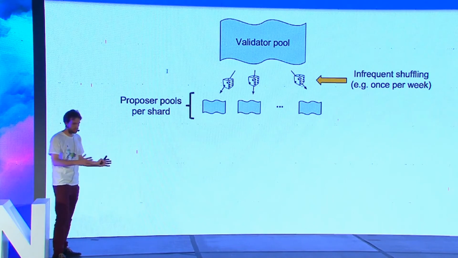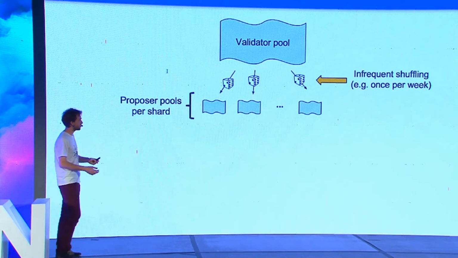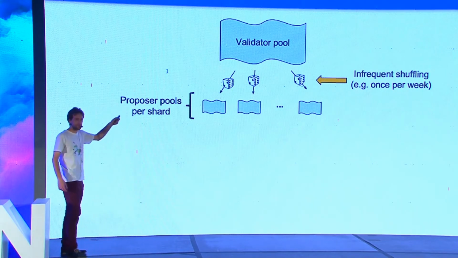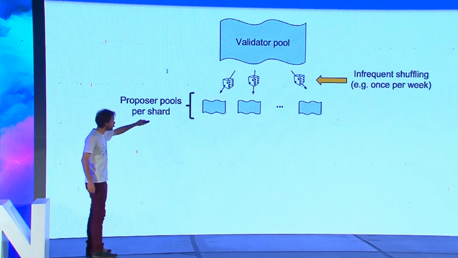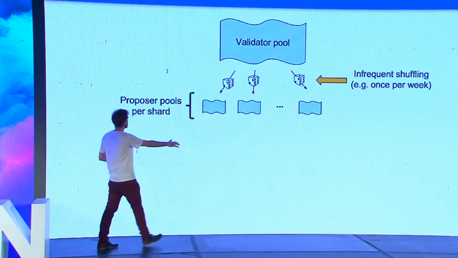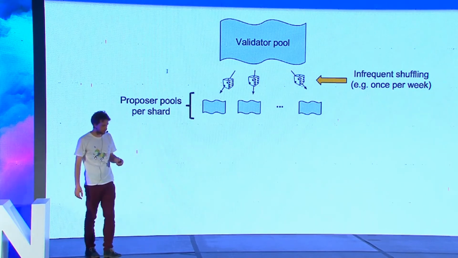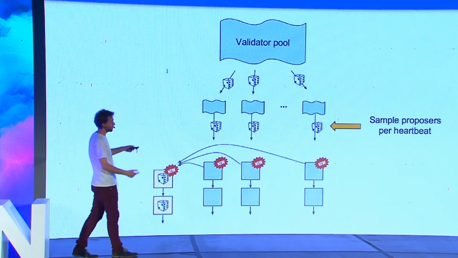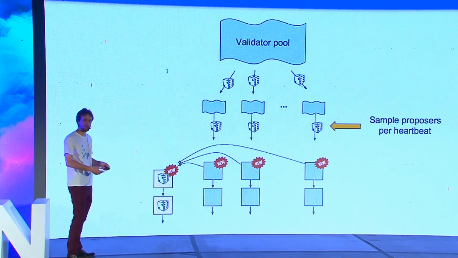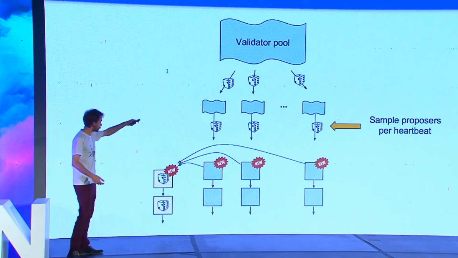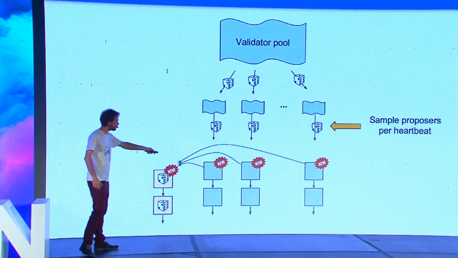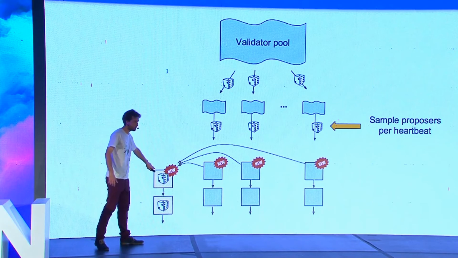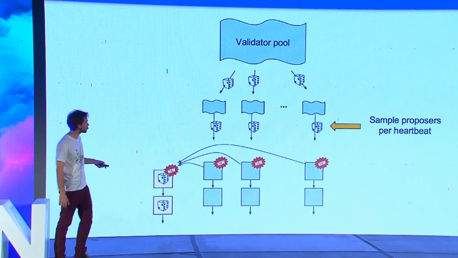you can't be shuffled across the shards too often. So we take the pool of validators, and then on an infrequent basis, for example, once a week, we partition the pool into local proposal pools, one per shard. And then within each pool, and for every heartbeat, we have a new proposer which is selected at random from the local pool, and they will get to produce a new shard block. And these shard blocks point back to the random beacon which provides the heartbeat.